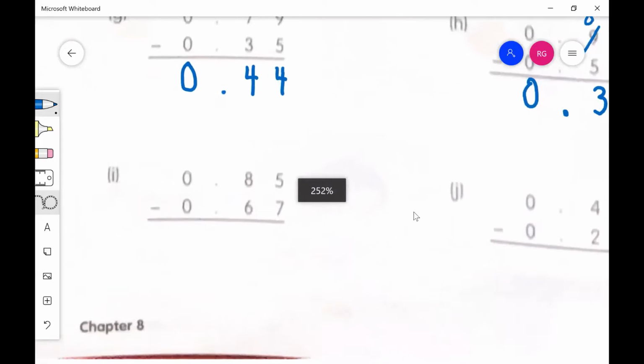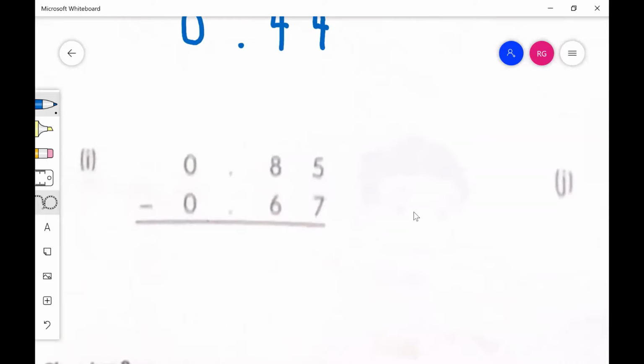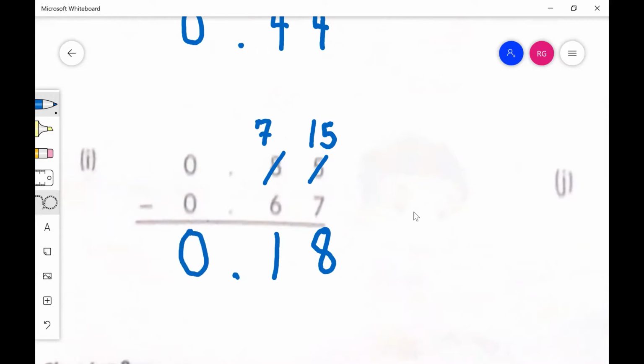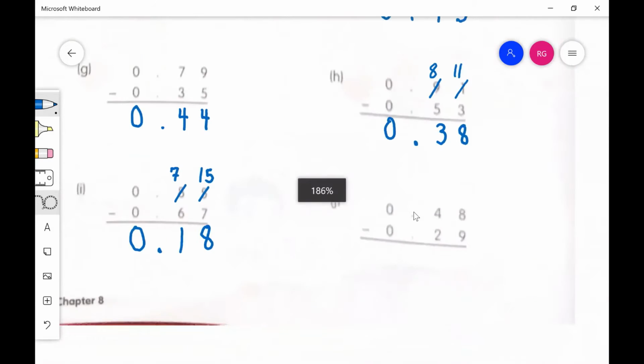Okay, let's move on. We're almost finished. Okay, for the first one, we will need to borrow. So I'm going to borrow here from the tens place. That will become a 7, and this becomes a 15. And now we can subtract. That's 8, and that is 1. So we have 0.18 for part I.